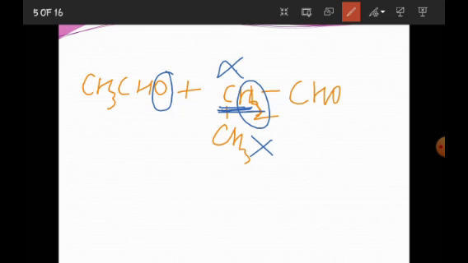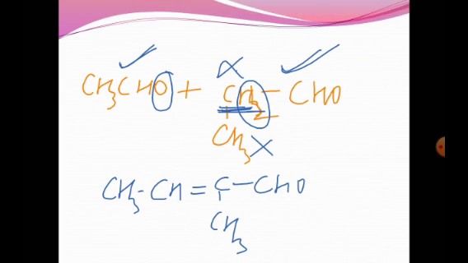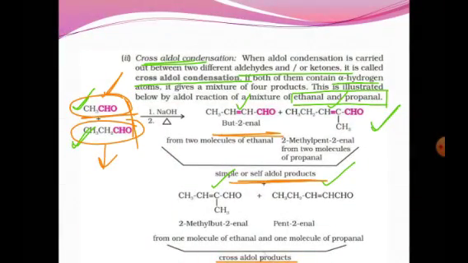So let me write down the final product. What will it be? CH3, CH, double bond C, CH3, CHO. What is it? 2-methyl but-2-enal. If you write down the name, it will come 2-methyl but-2-enal. Okay, so if you remember this trick, it will be very easy for you to write down the products with any reactants given. In this case, this will act as electrophile and this will act as nucleophile. I hope it is very clear to you now what is aldol condensation and what is cross aldol condensation.